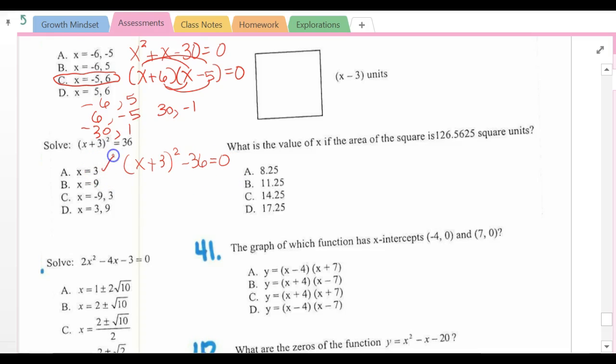Well, that works. Let's try 9. 9 plus 3 is 12. 12 squared is 144. That doesn't work. So I know D doesn't work and I know B doesn't work. What about negative 9? Negative 9 plus 3 is a negative 6. Negative 6 squared is 36. So that also works.